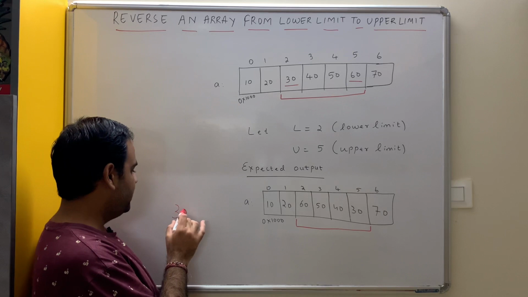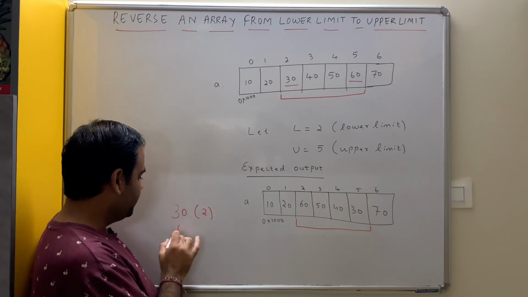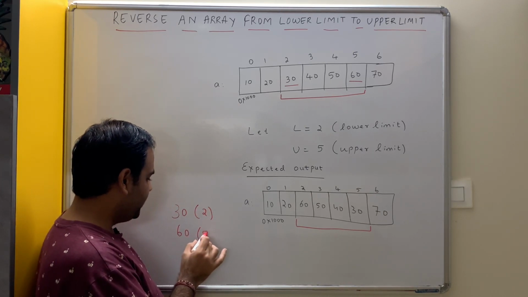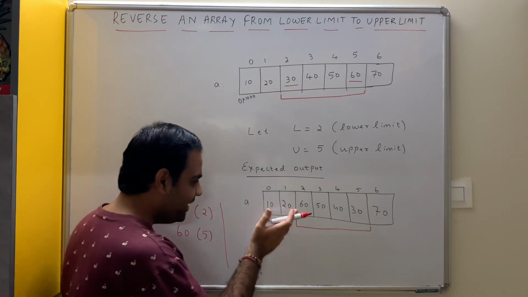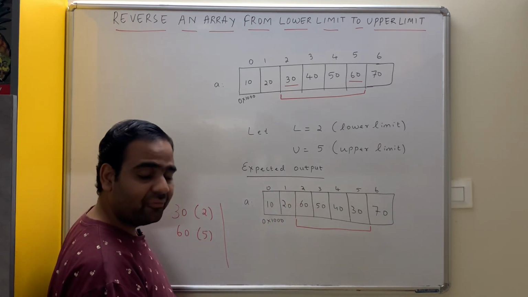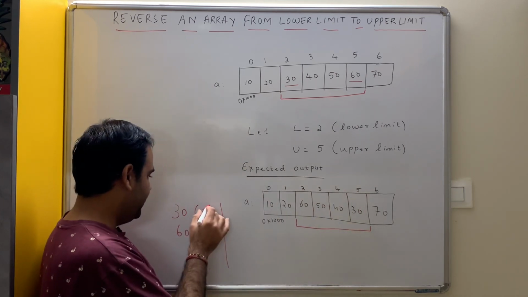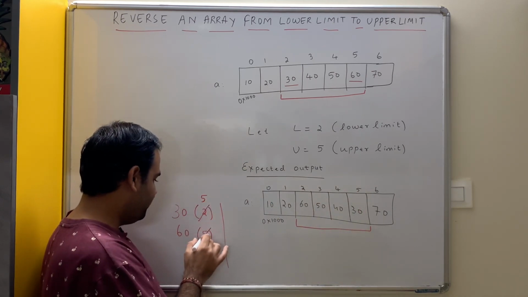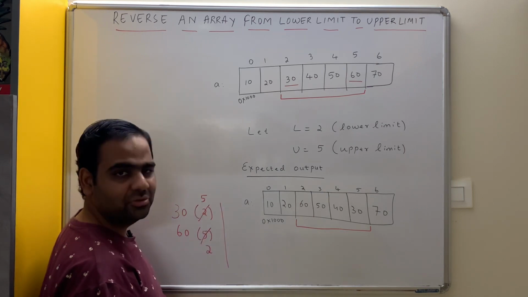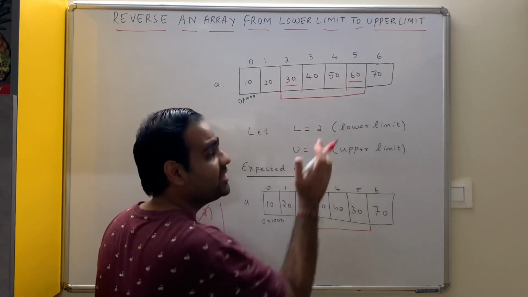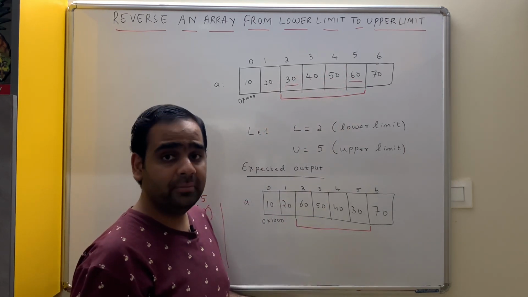Now, you see 30 is at index 2, 60 is at index 5. In the original array, 30 is at index 2, 60 is at index 5. But in the modified array, after I reverse it, 30 is at index 5, and 60 is at index 2. That means 30 and 60 are exchanged, they are swapped.